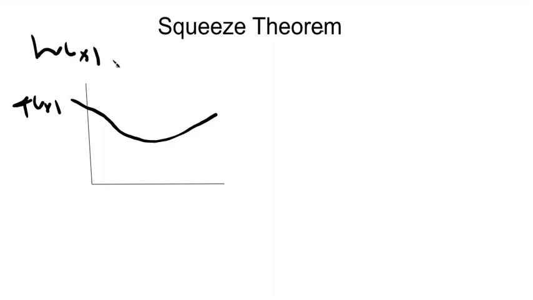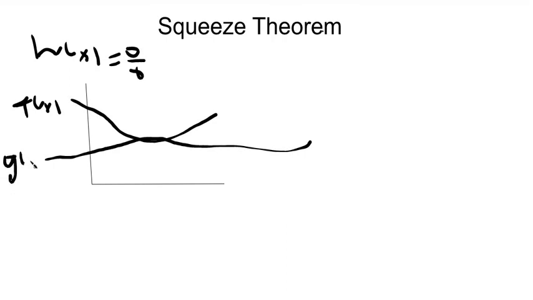Okay, it's undefined at that point or whatever. And we have another graph going like that too, g of x. And h of x passes through that point where everyone interconnects.